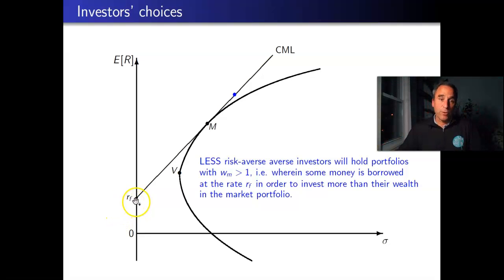Once you have the risk-free rate, you take the portfolio frontier and you draw the line that is tangent to the portfolio frontier, and the tangent point is your market portfolio. Some investors will be on the right-hand side of the market portfolio, other investors will be on the left-hand side of the market portfolio. But all investors will own the same risky portfolio, which is the market portfolio.